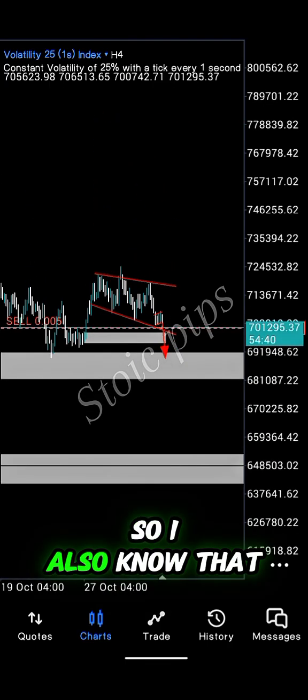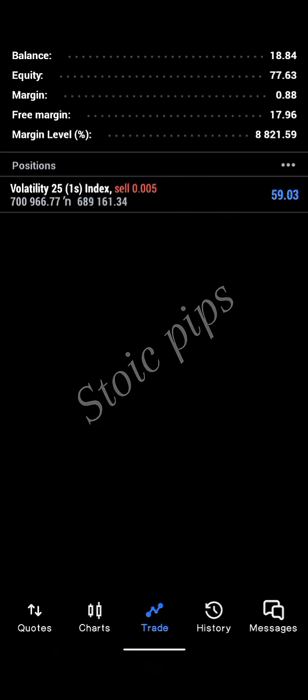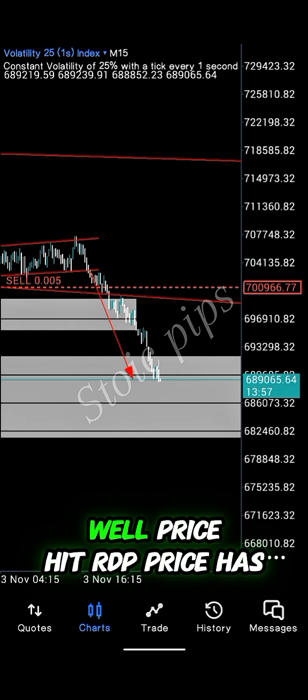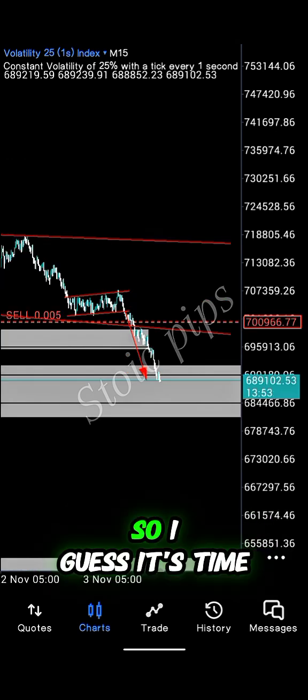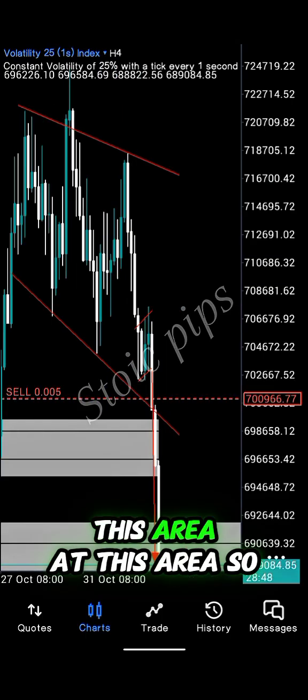I also know the price is going to reach down. 1:30 later. Well, price hit our TP. Price has reached our TP. So I guess it's time for us to close at this area.